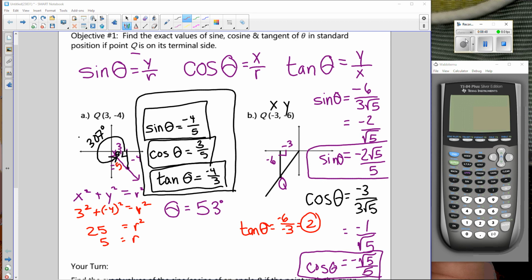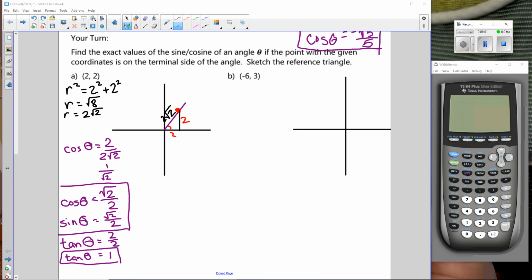I'm going to pause the video and try the your turns at the bottom, and I'll reveal those answers here at about the 9-minute mark. All right, so there's the work for part A. You should notice, if you did do inverse trig here, which you don't have to, that angle is 45 degrees. It's a 45, 45, 90, since x and y are the same. So that tells me cosine and sine are going to be the same. So that's why I only have the calculations there for cosine theta.